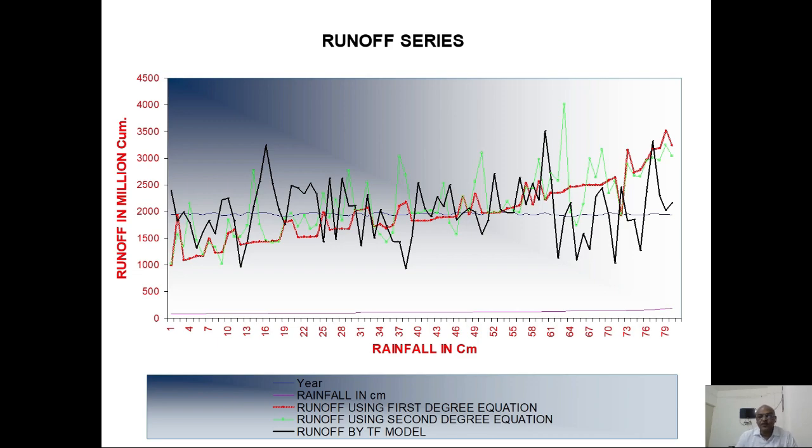So these are the runoff series for 80 years that we have compared. Red lines indicate the runoffs using the first degree equation. Then green color is used for the second degree equation, and the black color is used for the Thomas Fiering model. This is the rainfall on the abscissa, and runoff in million meter cube is expressed on the ordinates.